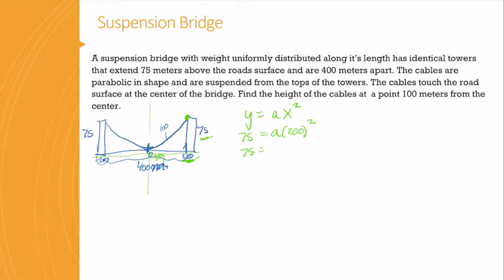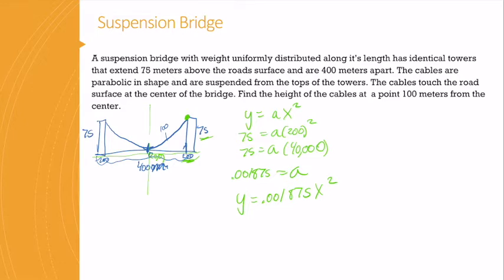75 equals a times 40,000. If I then take 75 divided by 40,000, I get 0.001875 as my a. So I now have the equation y equals 0.001875 x squared. And I used a decimal this time because I didn't want to have to keep track of a fraction. But typically I'd leave it in fraction form.